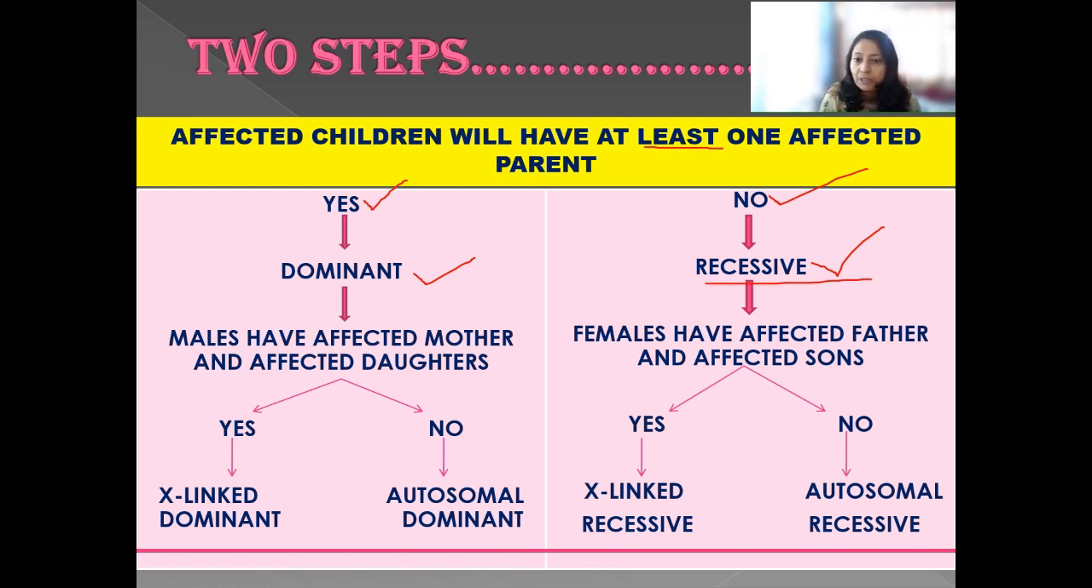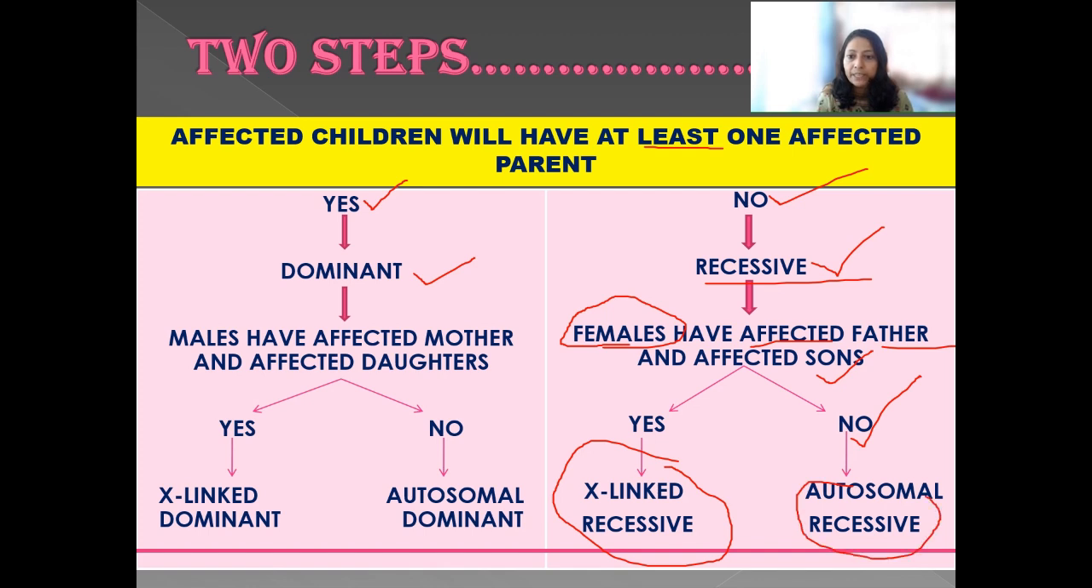Now after that, you have to focus on the females in the pedigree. So just watch the affected females. Now, if those affected females have an affected father, as well as affected sons in their next generation, if this condition is true, then the pedigree is X-linked recessive in nature. Now, if the answer is no, then in that particular case, the pedigree is autosomal recessive in nature.